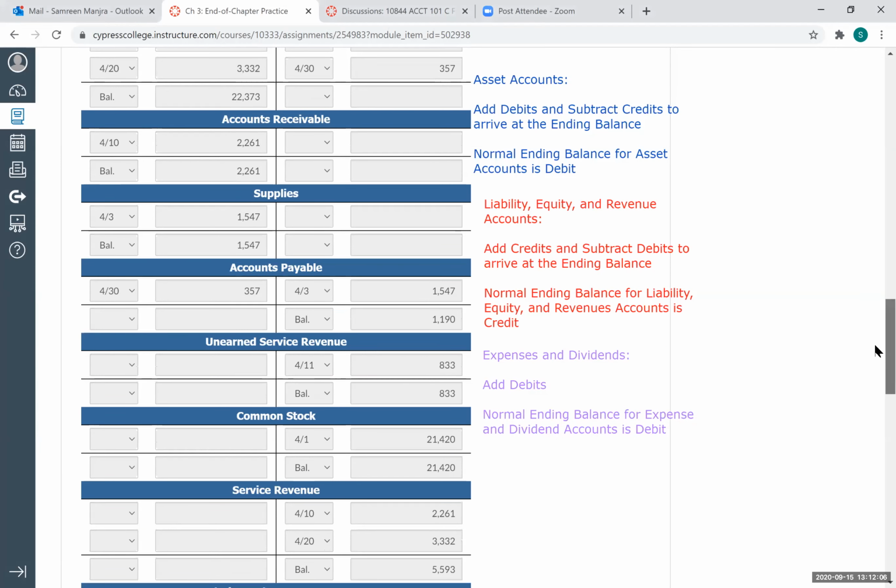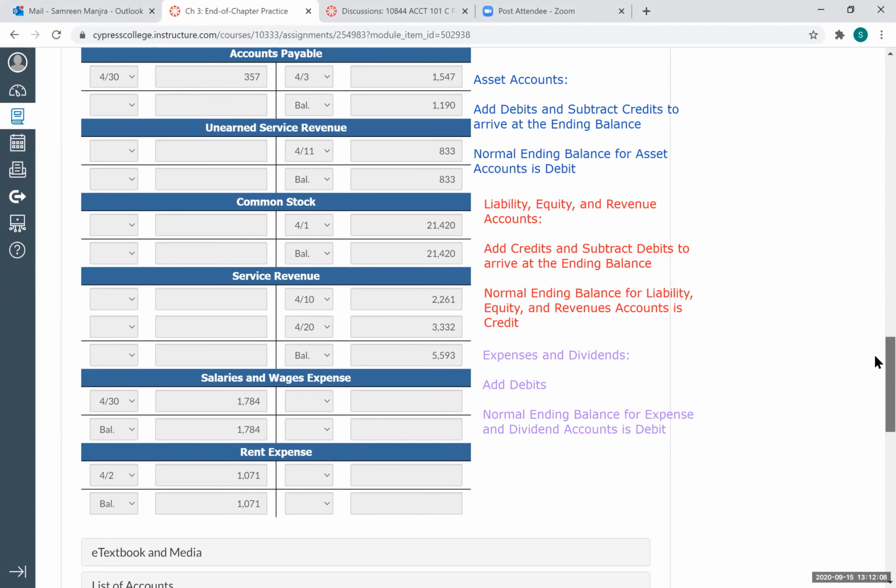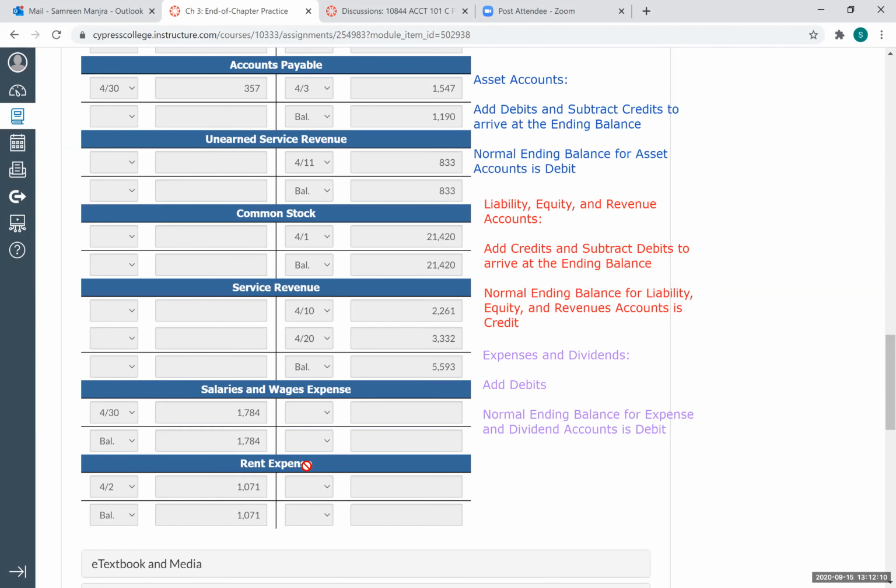So I'll scroll down a little bit so you can see that for our expense accounts, you only see transactions that are impacting debits. That will be the same case if we had a dividend account. So far in the semester, we will be showing that our revenue accounts are going to be recorded when we have earned our revenue, which indicates a credit balance. So these are the basic rules in terms of how you arrive at the ending balance.